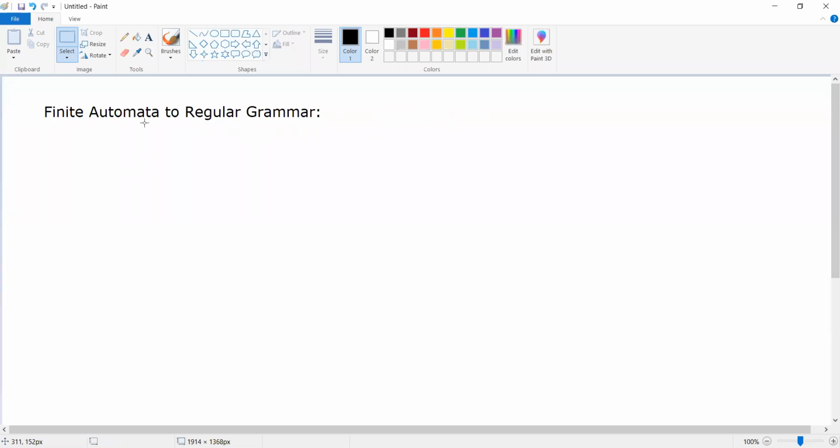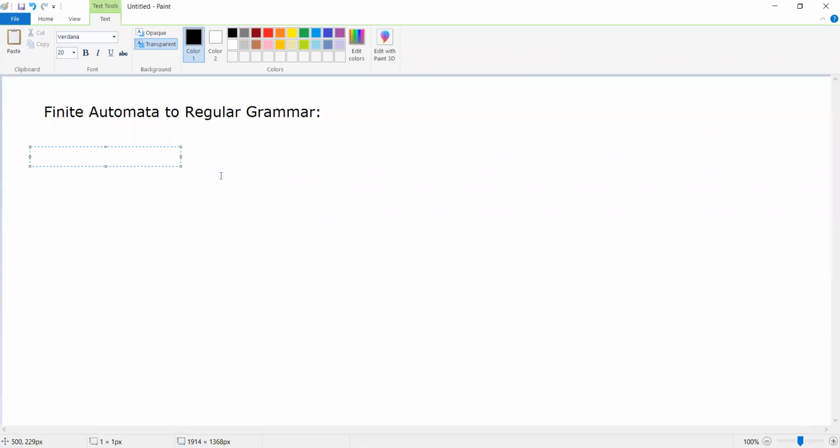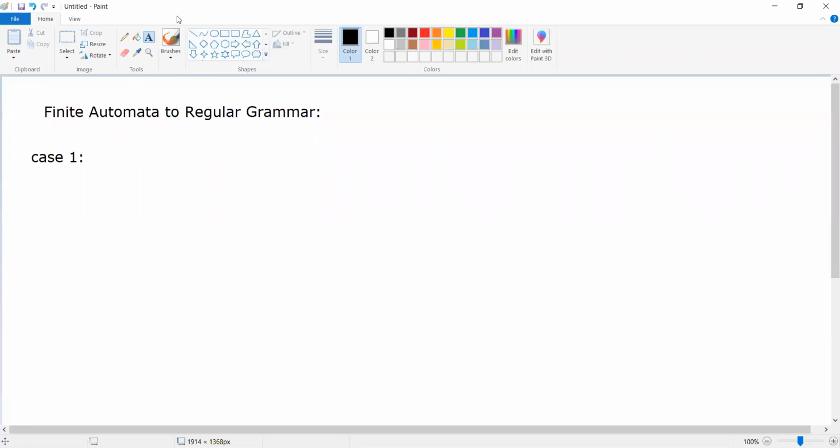Now how do we do that? In order to do that, there are three different types of cases which need to be considered. So let us go ahead and consider case one. Case one says that whenever we have an automaton like this, we have some state and this is also some state like this.